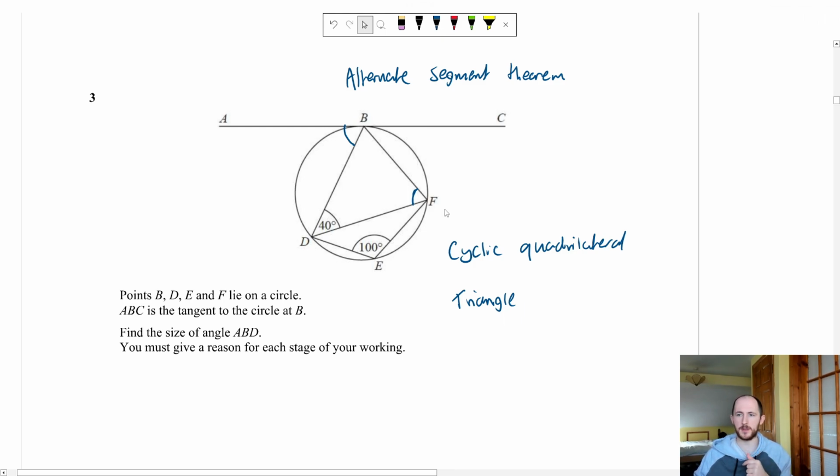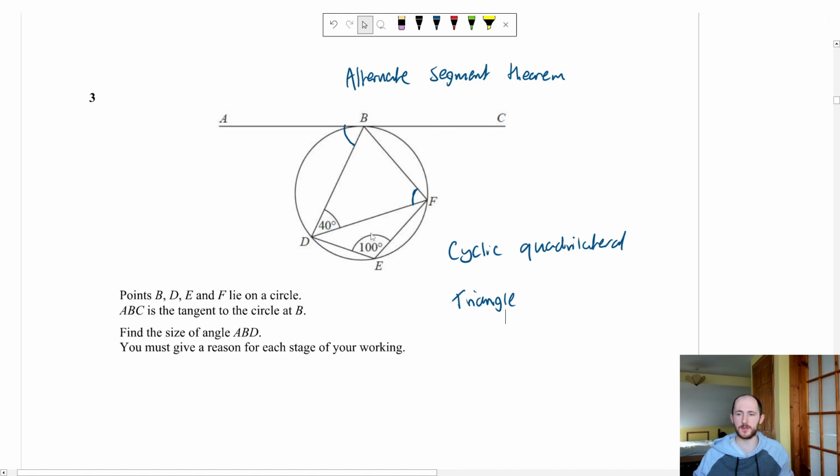So working backwards, we're going to be trying to find out this angle. So how can we find that angle? Well, this is a triangle. If I knew what this angle was here, I could then do 180 minus this and this to get that angle. Okay, how can I work out that one? Well, this overall shape is a cyclic quadrilateral. And what's important about a cyclic quadrilateral?